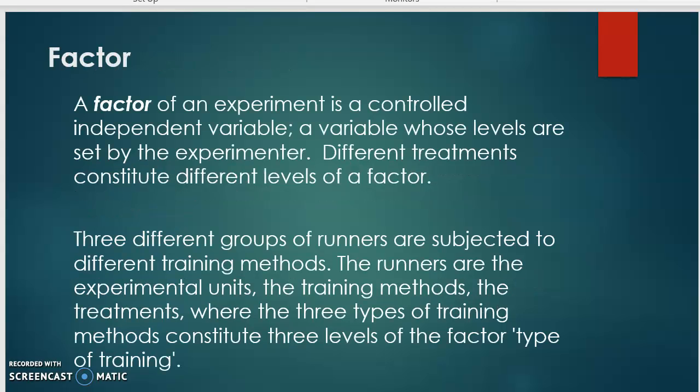A factor of an experiment is a controlled independent variable, a variable whose levels are set by the experimenter. So that would be the independent variable. Different treatments constitute different levels of a factor. Three different groups of runners are subjected to different training methods. The runners are the experimental units, the training methods are the treatments, where the three types of training methods constitute three different levels for the factor type of training.